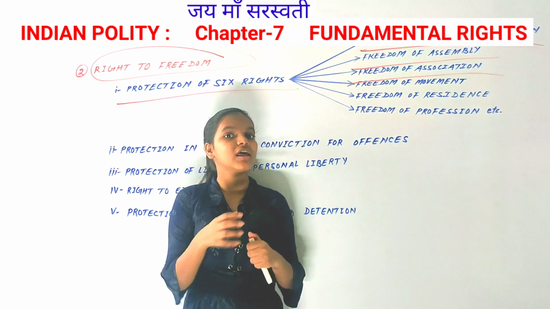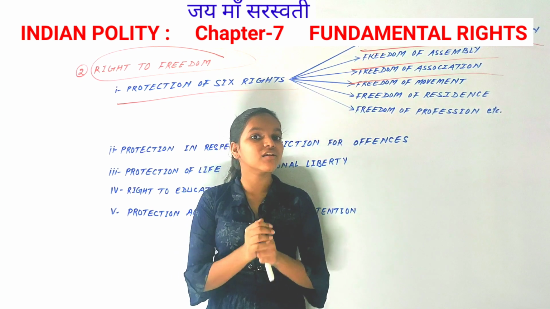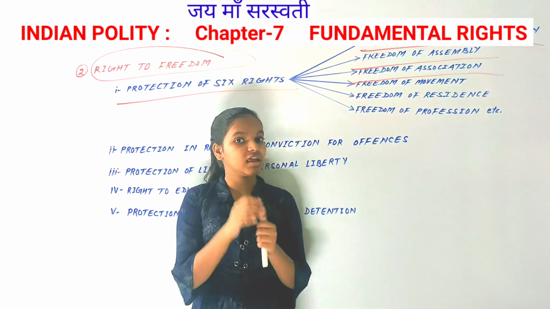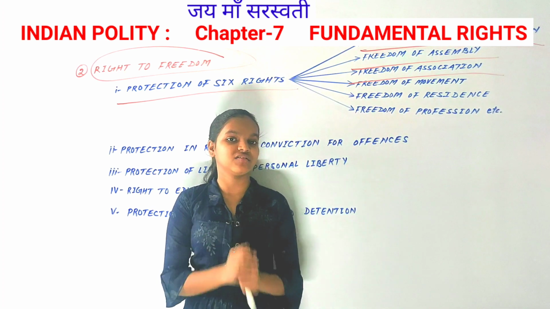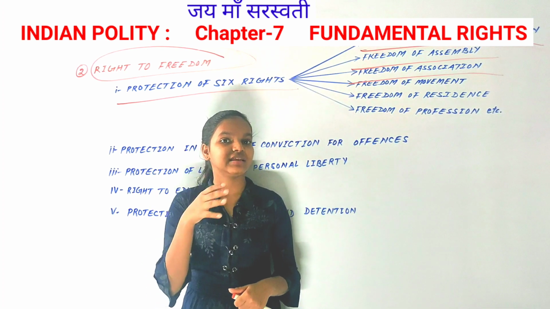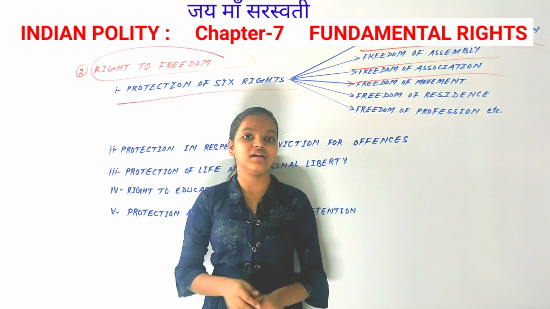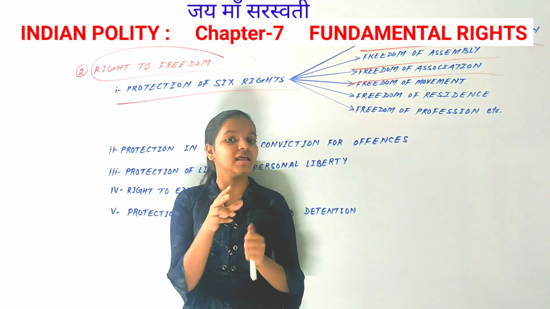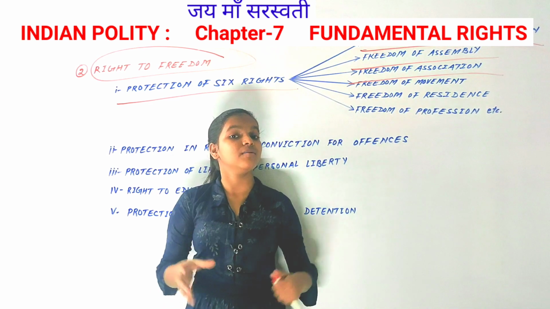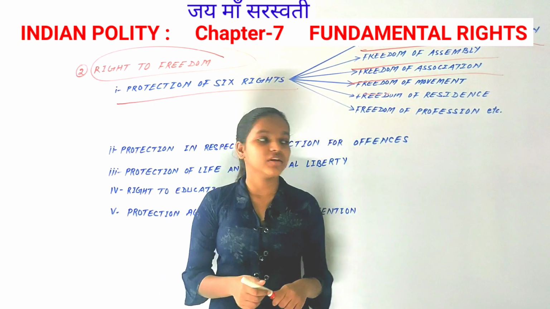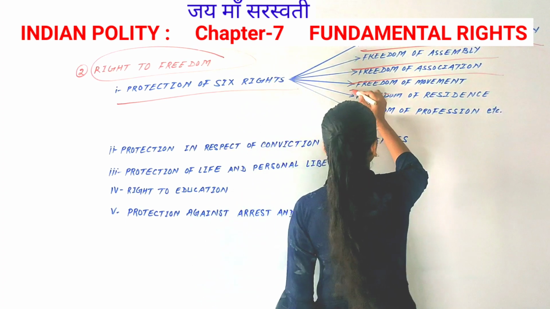You can say freedom of assembly. It doesn't include the recognition of that association, and there can be reasonable restrictions, namely the integrity and sovereignty of India and public order. These are mainly two restrictions that can be imposed by the state on this right. So next is freedom of movement.